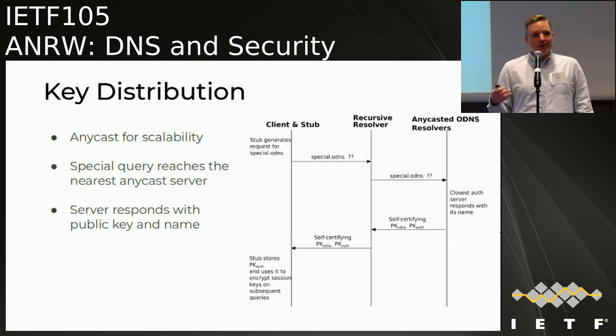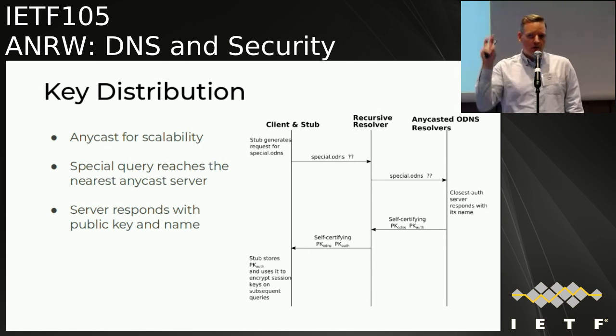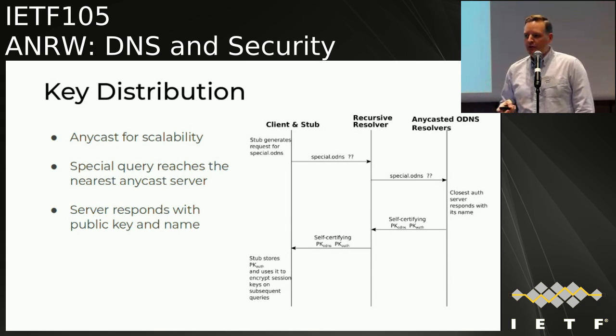Because we're using Anycast, this introduces a problem because we're using public key crypto to decrypt the queries, or decrypt the session keys. And we can't just hand out the same public key to all servers on Anycast. That would be incredibly unwise. So what we do is we have a special request that is sent on that Anycast address. And at that point, the ODNS resolver that you're nearest to, according to BGP, will respond with its name, which is us1.odns, something like that. And it sends back its public key.